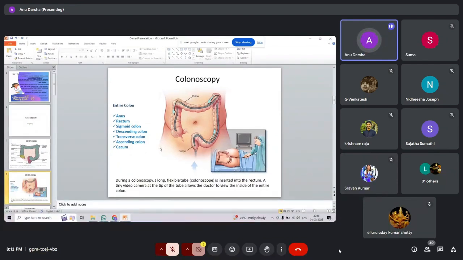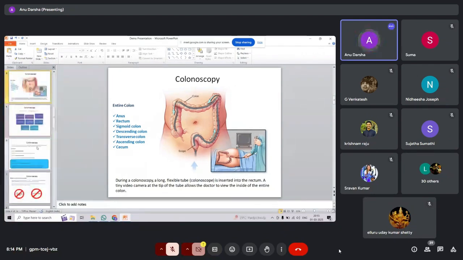So when the procedure starts from the anus and the scope ends at the cecum, then it is considered to be a complete colonoscopy. To bill the service as a complete colonoscopy, the scope has to reach this part of the intestine. Then only we will consider it as a complete study. If it is stopping before reaching there, we have a set of guidelines that we need to follow.